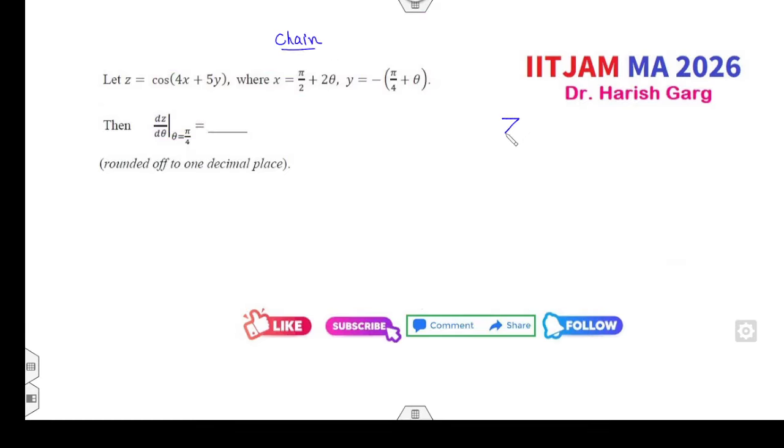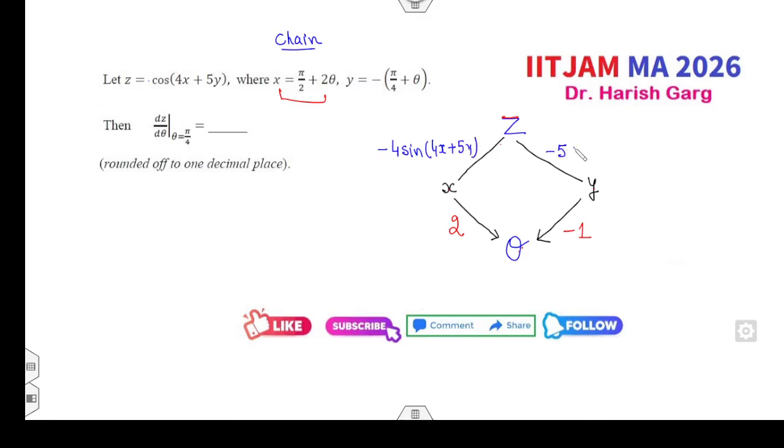What does the chain rule say? You have to find z with respect to theta. z is dependent on x, z is dependent on y, and then you can find the value. Fine. Now you can find the values. What is the partial derivative of x with respect to theta? 2. What is the partial derivative of y with respect to theta? -1. Partial derivative of z with respect to x, it's a -4 sine of 4x plus 5y. Fine. And it's a -5 sine of 4x plus 5y.